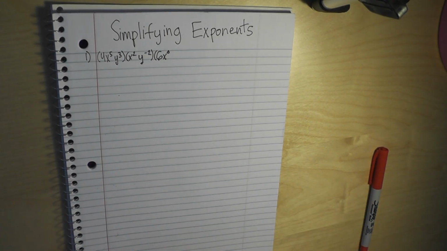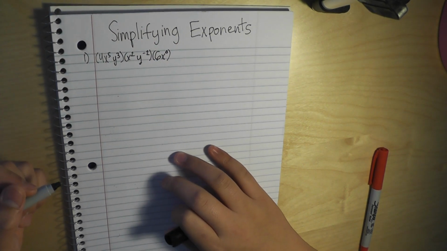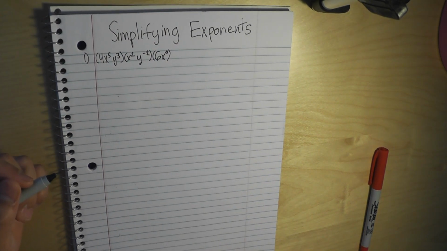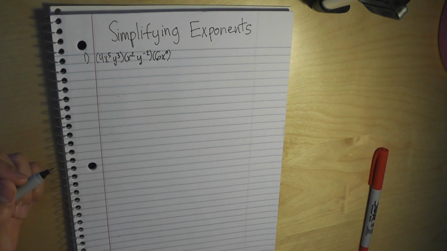Welcome back, guys, to my channel, and today I'm gonna show you how to simplify exponents. In the first example, we have (4x^5 y^3)(x^2 y^-2)(6 times x^0).